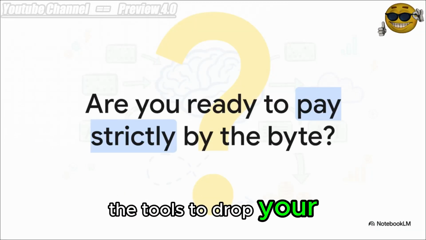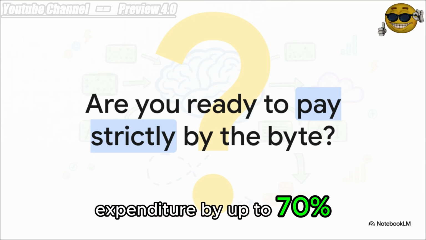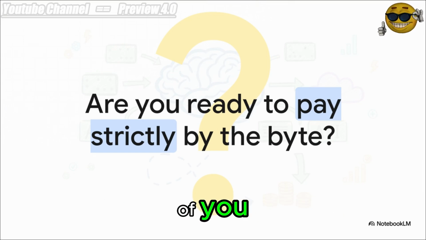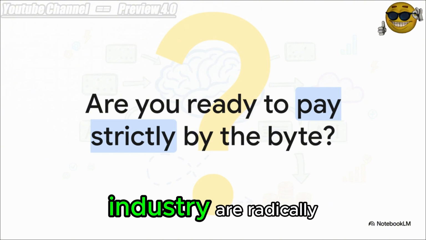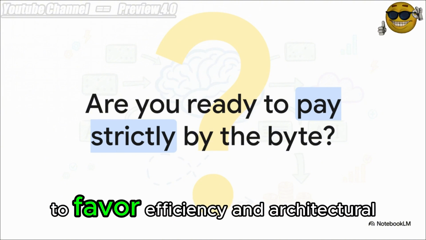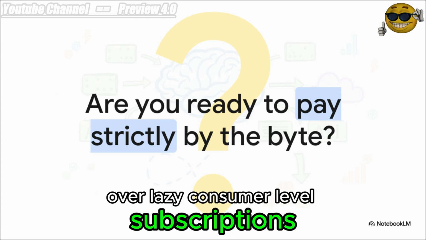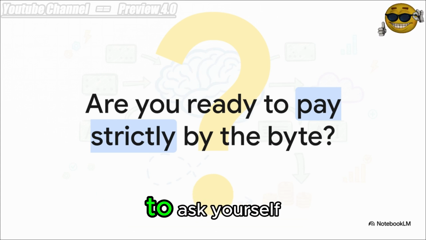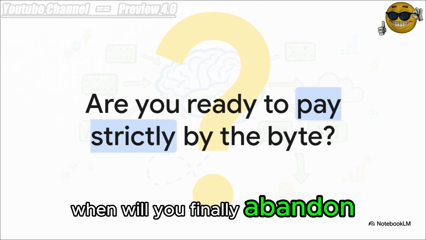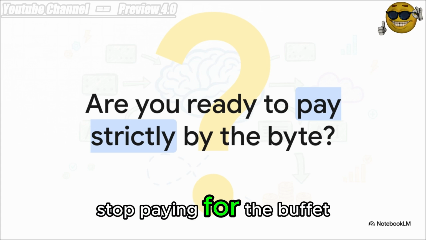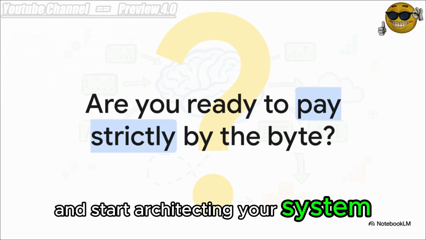The tools to drop your AI expenditure by up to 70% are sitting right in front of you. The core economics of this industry are radically shifting to favor efficiency and architectural intelligence over lazy consumer-level subscriptions. So the only question left to ask yourself as we wrap up this explainer is this. When will you finally abandon the subscription illusion, stop paying for the buffet, and start architecting your system to pay strictly by the byte?